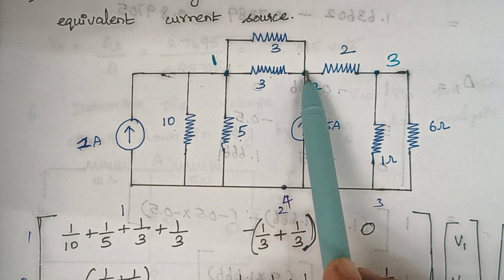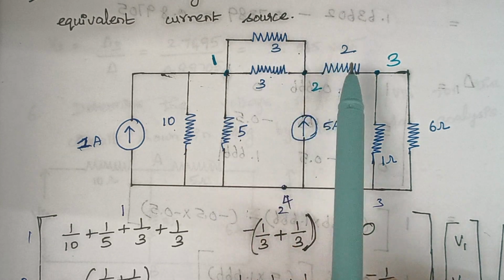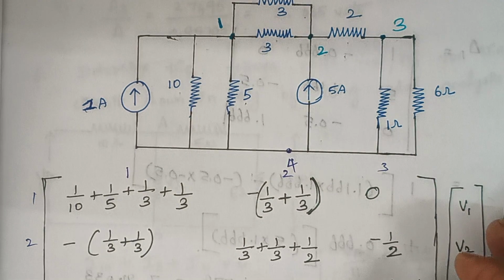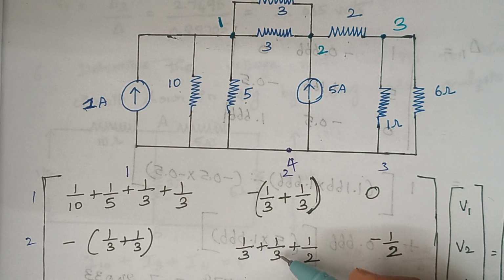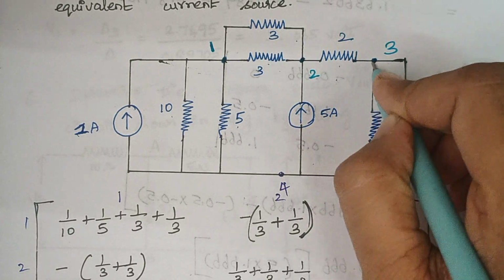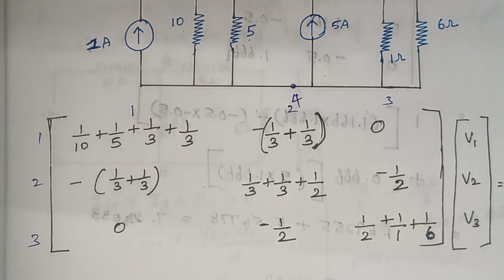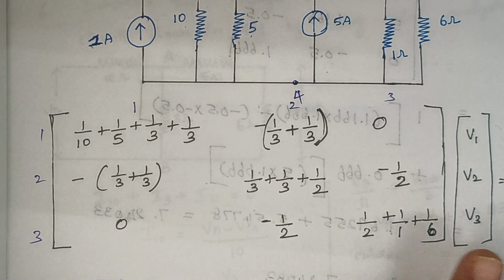Again now look at node 2, right? How many resistors are connected to node 2? 1, 2 and 3. So therefore here you have to write 1 by 3 plus 1 by 3 plus 1 by 2. And the next thing is look at node 3. So how many resistors are connected here? Here totally 3 resistors are connected. So 1 by 2 plus 1 by 1 plus 1 by 6.